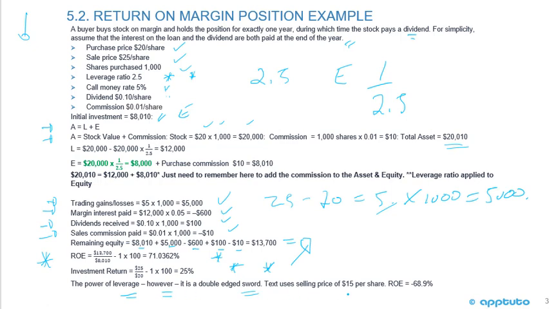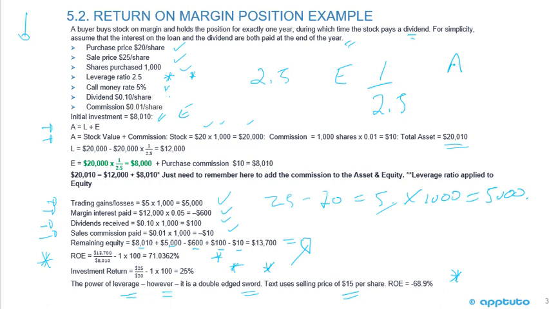And the text was just pointing out they were using a selling price of $15 per share. And the ROE was negative 68% because they bought at 20 and they sold at 15. I just changed it so that we bought at 20 and we sold at 25, okay? So that's a nice little example.